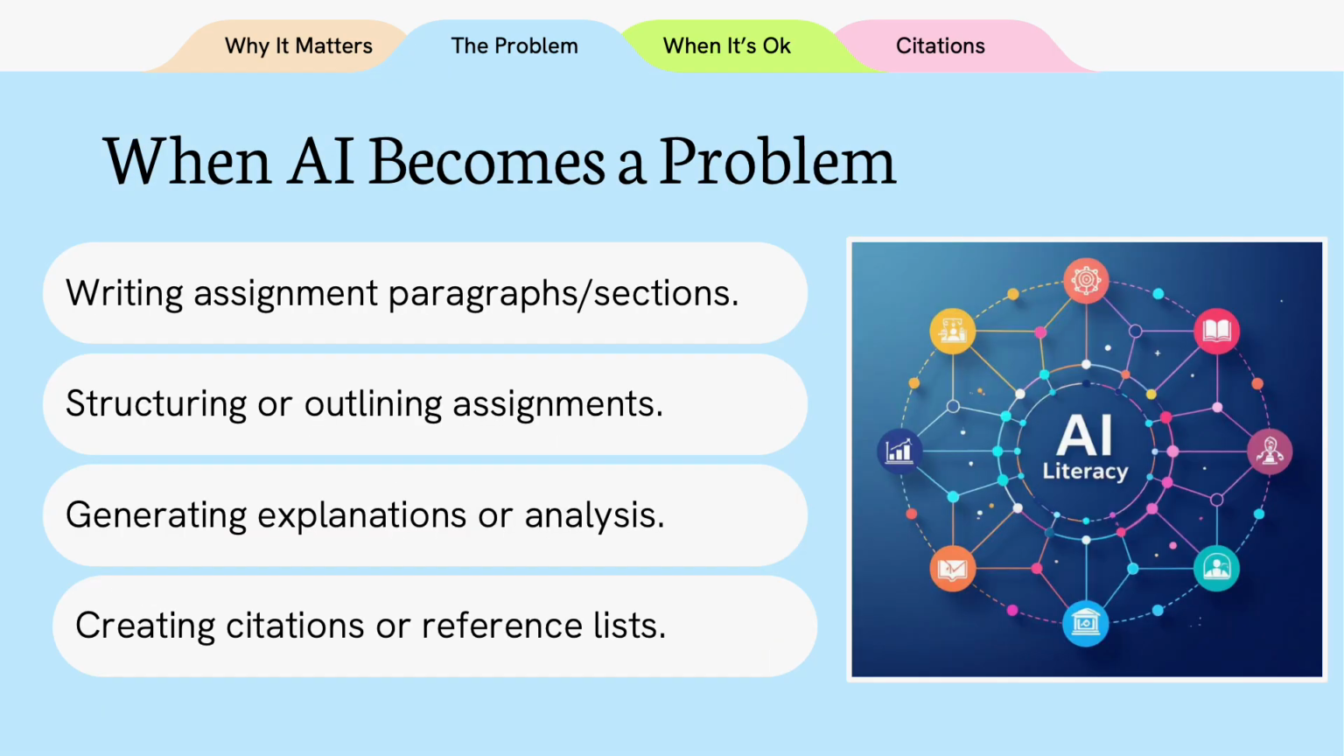AI becomes a problem when it does work students are expected to do themselves. Even if AI generated content is edited afterward, the structure and language patterns can still raise concerns. If AI is doing the heavy lifting, the work no longer reflects your learning. So if you have it writing assignments or paragraphs and sections, structuring or outlining your full assignments, generating explanations or analysis within your assignments, and creating citations or reference lists, these are just some of the ways it could become a problem.